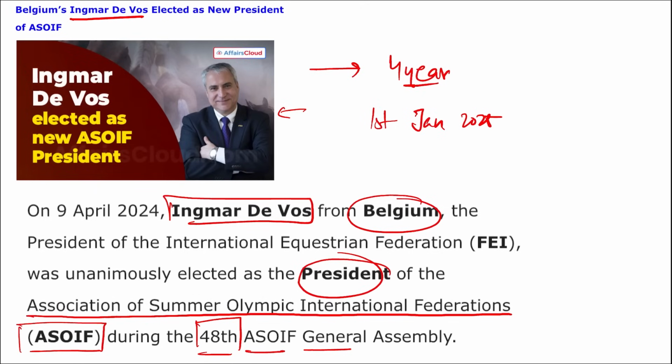Correct. Then this assembly, this 48th ASOIF General Assembly, this was held where? This was held in Birmingham, UK. Correct. Birmingham, UK.